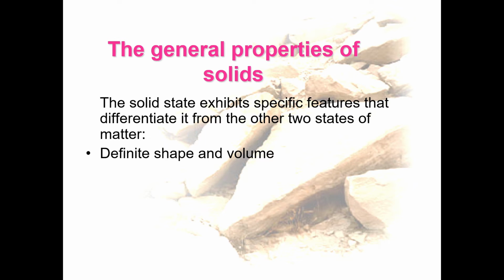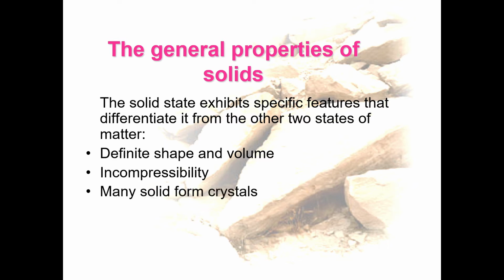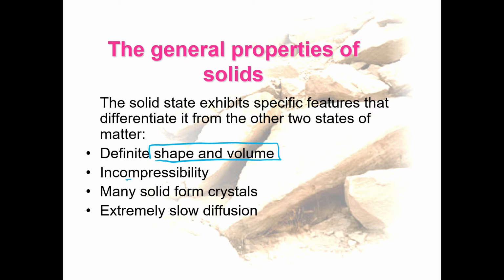The first one is definite shape and volume, bentuk dan isi padu yang tetap. Number two is incompressibility, tidak boleh dimampatkan. Number three, many solids will form crystals. And it has extremely slow diffusion, kadar resapan yang sangat perlahan.